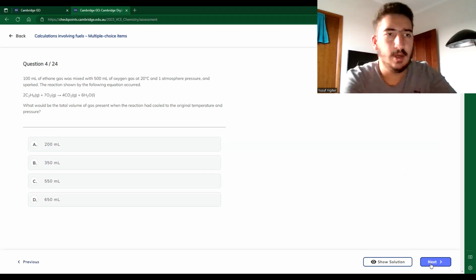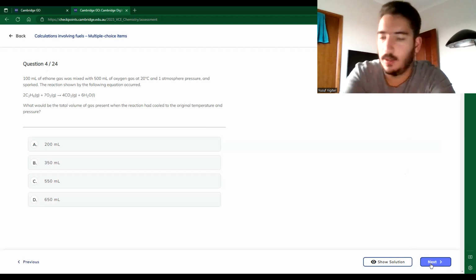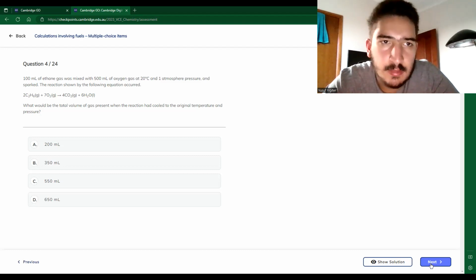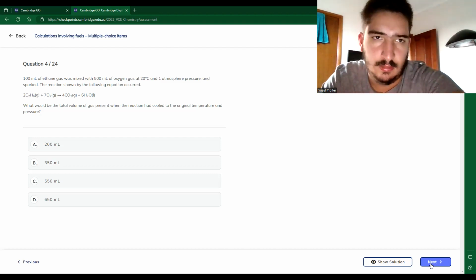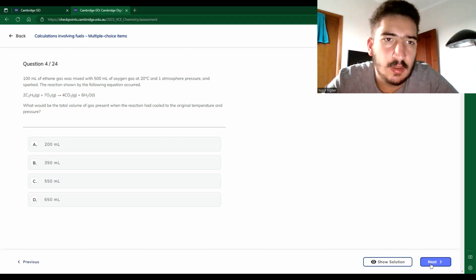All right. 100 milliliters of ethane gas. Oh my God, I remember this question. All right, let's try to do this question again. So what are we looking for? What is the total volume? 100 milliliters of ethane gas was mixed with 500 milliliters of oxygen gas at 20 degrees Celsius and 1 atmospheric pressure and a spark. The reaction shown by the following equation occurred. What would be the total volume of gas present when the reaction had cooled to the original temperature and pressure?